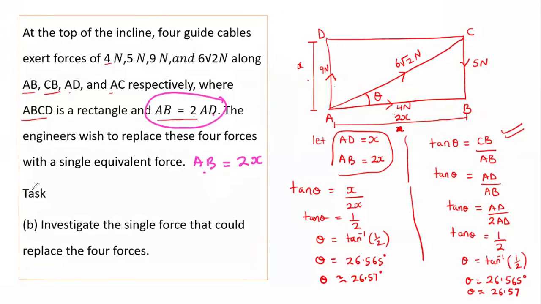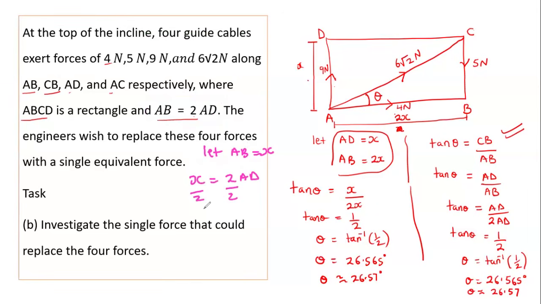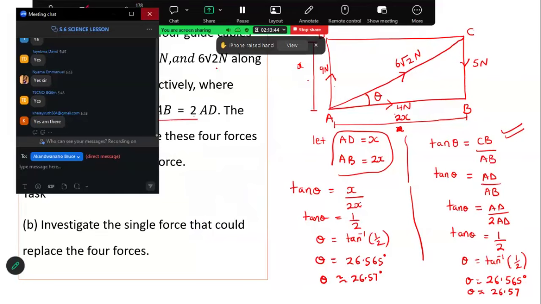Okay, thank you. Now, Liz, for what you have done, you have said let A to B be X. Then you'll say X equals twice A to D, so you divide by 2, divide by 2. So you get X out of 2 is equal to AD. So that one is also very correct. In case you have let it be X, then this will be X out of 2. So still you get the same answer. From the chat, members are telling me that yes, we are on the same page.